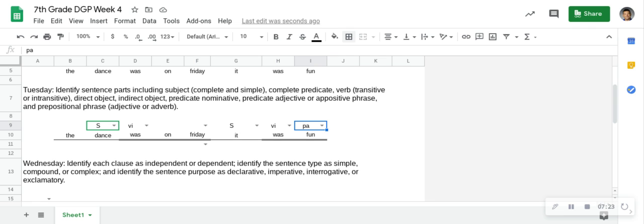So what we have left is over Friday. Remember that on Monday, we had a preposition. So since we had a preposition, what do we always have on Tuesday? Prepositional phrase. If we have a preposition on Monday, we have a prepositional phrase on Tuesday. So what is our prepositional phrase for the dance was on Friday? Remember, it has to include the preposition. On is the preposition, yes.